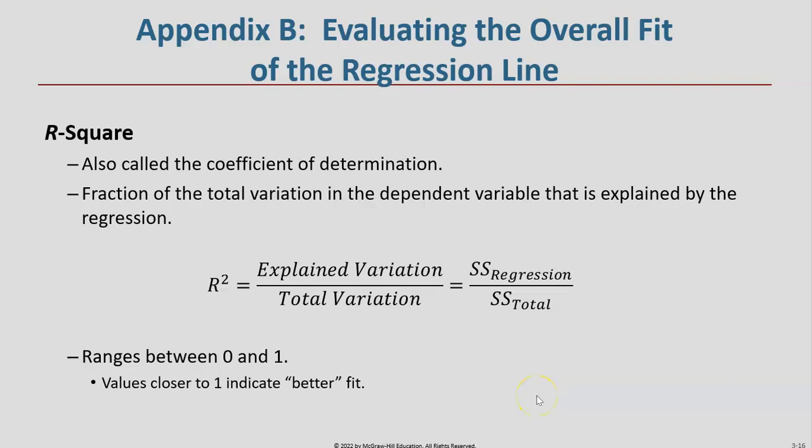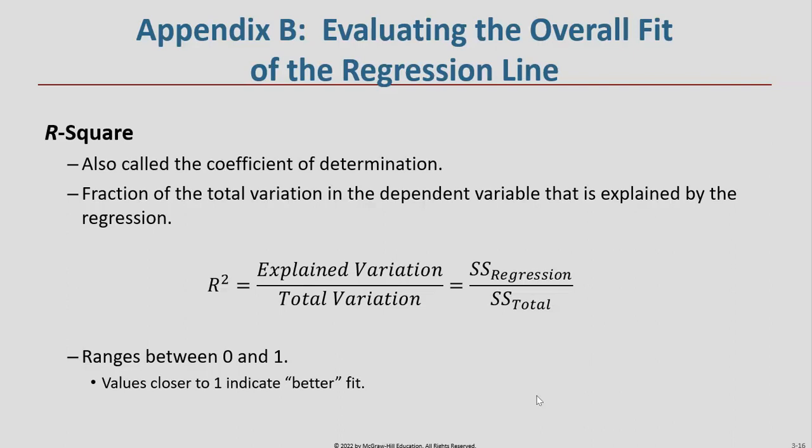Now let's take a look at Appendix B of Chapter 1, where we evaluate the overall fit of the regression line. Previously we looked at the overall fit or statistical significance of the individual coefficients. But it's also useful to see how the overall model, the entire model, is performing statistically.